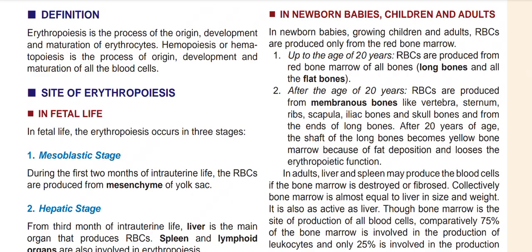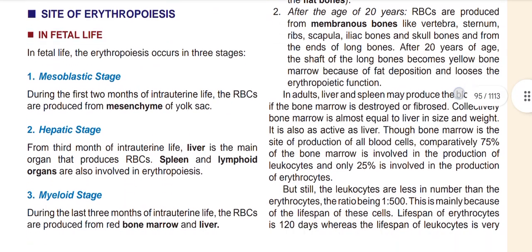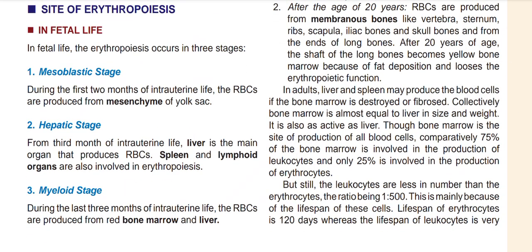What is the reason behind this? Because after 20 years of age, the shaft of the long bone becomes yellow bone marrow because of fat deposition, and when the yellow bone marrow occurs, it loses the erythropoietic function. In adults, the liver and spleen may produce blood cells if the bone marrow is destroyed or fibrosed.